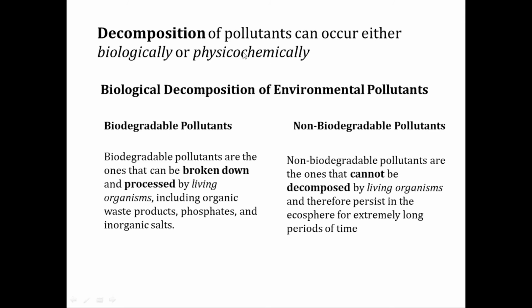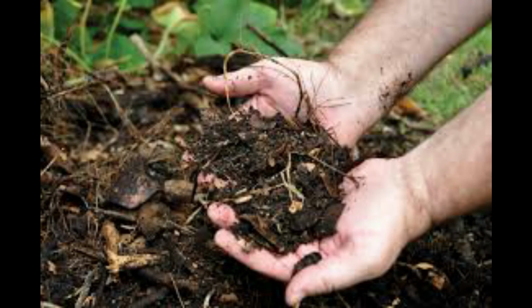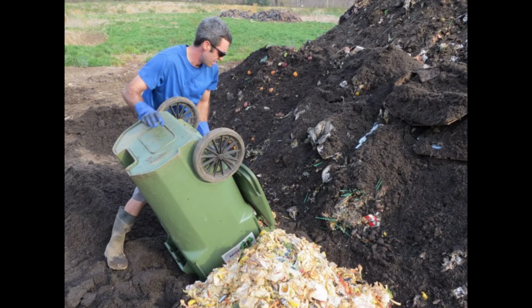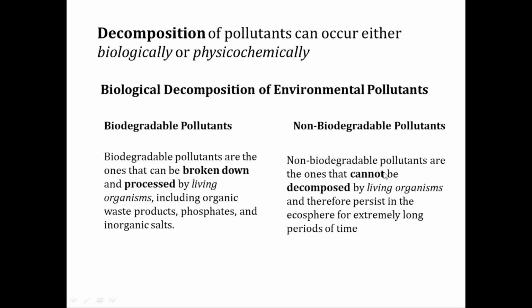So decomposition of pollutants can occur either biologically or physicochemically. Biological decomposition of environmental pollutants is actually important. Biodegradable pollutants are the ones that can be broken down and processed by living organisms, including organic waste products, phosphate and inorganic salts. Non-biodegradable pollutants are the ones that cannot be decomposed by living organisms and therefore persist in the ecosphere for an extremely long period of time.